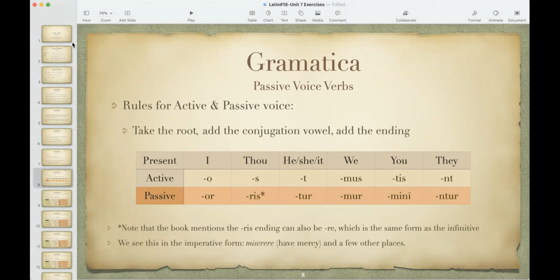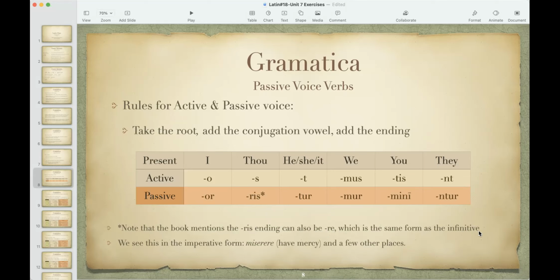Rules for active and passive voice. Very straightforward set of rules. You take the root, you add the conjugation vowel, and then add the endings. Not that much different from the active. In the case of the active, it's o, s, t, mus, tis, nt. And in the passive, it's or, ris, tur, mur, mini, and ntur. So in both cases, you're going to take the root, the conjugation vowel, and add the ending. Now, he does say in the book that the second person passive singular, besides ris, can also end in re. So it ends up being the same in form as the infinitive.